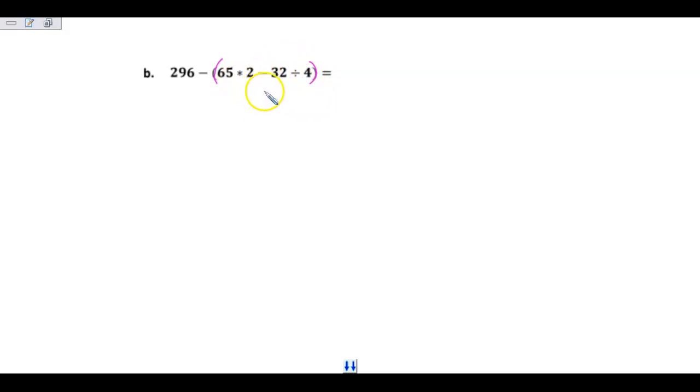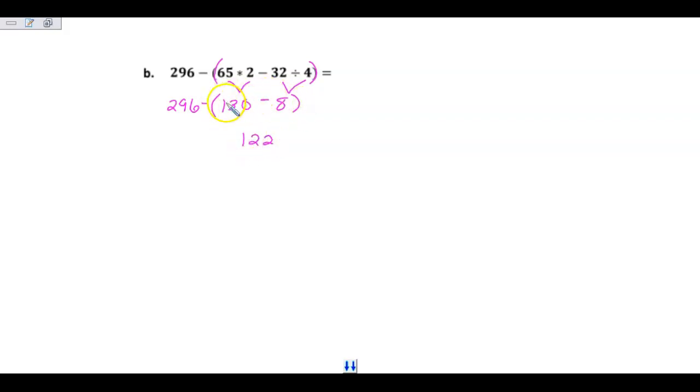So because it's separated by this subtraction sign, I can multiply these and divide these at the same time. So I'm going to take my 65 times 2, and that gives me 130. And I've got my 32 divided by 4, which we all know is 8. And I'm going to keep my parentheses because I haven't completed everything inside yet. And then I'm going to bring down my 296 and minus. So now I'm going to take my 130 and subtract 8 from that, and that gives me my 122.